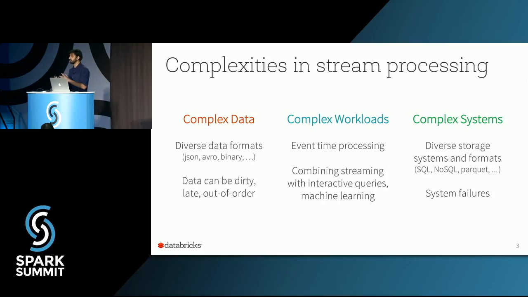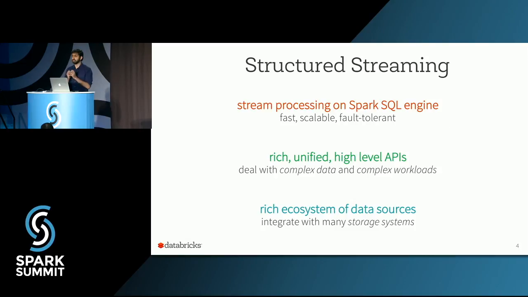And then the third thing is that systems are complex as well. Streaming applications may need to interact with both streaming storage systems as well as batch storage systems, and batch storage systems can be arbitrary SQL, NoSQL, file formats, Parquet, ORC, etc. There's a crazy world out there. And you have to deal with system failures. It's a distributed system, right? Random things can fail at some point of time, but you still have to give end-to-end guarantees, because otherwise, if you cannot reason about the end result that you see, you're in deep trouble.